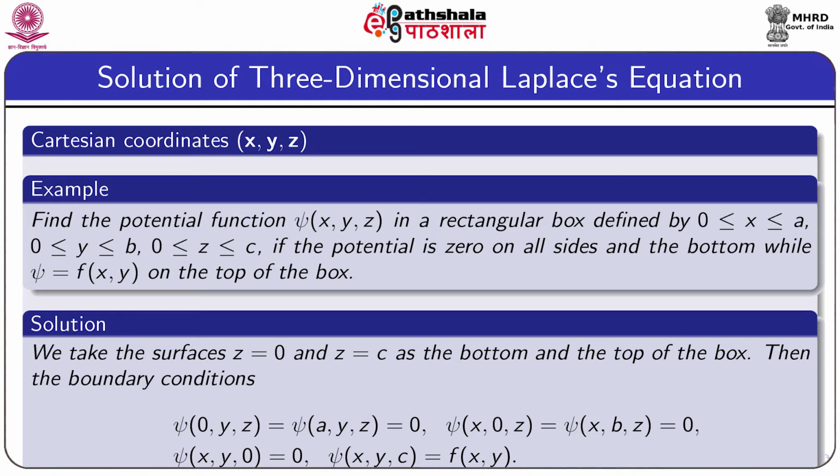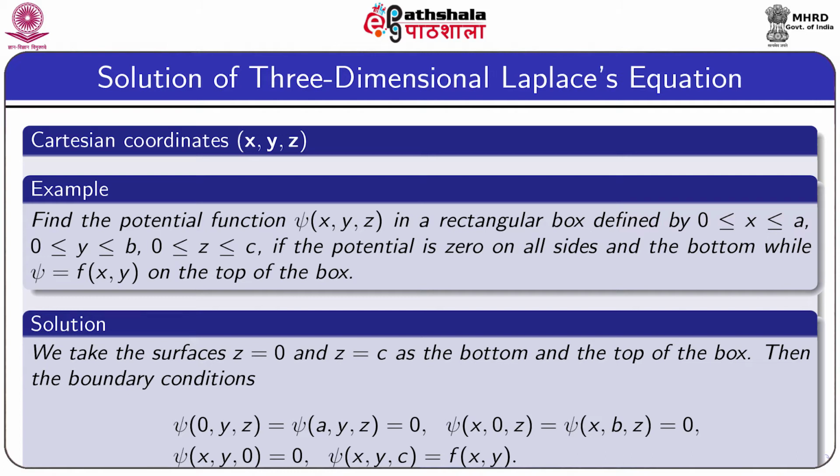Now, I shall consider one example where the Laplace equation comes in Cartesian coordinates. So, here is that example. Find the potential function psi in a rectangular box defined by 0 ≤ x ≤ a, 0 ≤ y ≤ b, 0 ≤ z ≤ c. If the potential is 0 on all sides and bottom, while psi equals f on the top of the box.